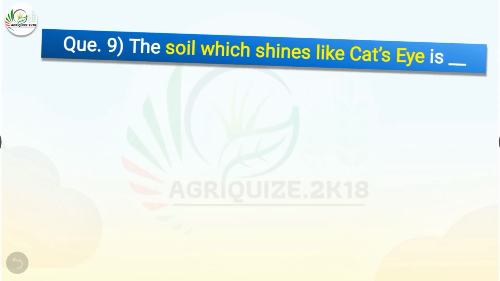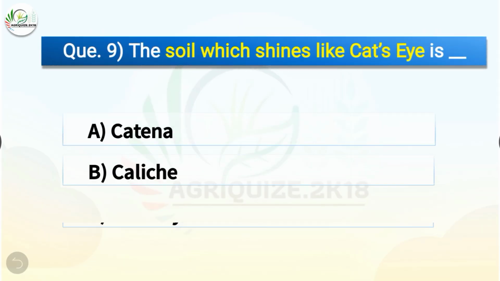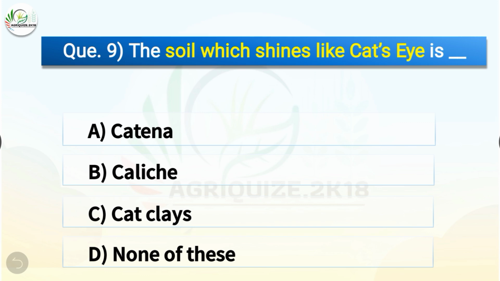Question number 9. The soil which shines like cat's eye is called dash. The options are catena, caliche, cat clays or none of these. The correct answer is option C, cat clays. So the soil which shines like cat's eye is cat clays. Cat clay soil is another name of acid sulfate soil.